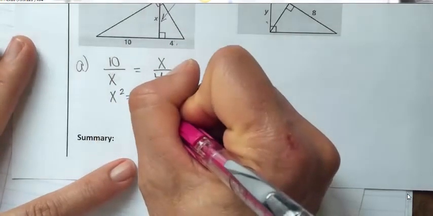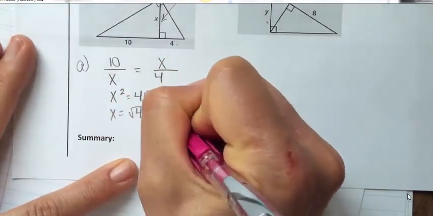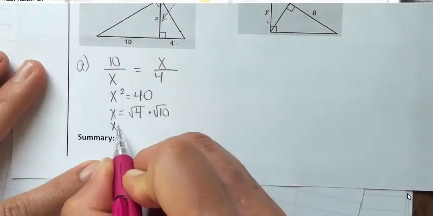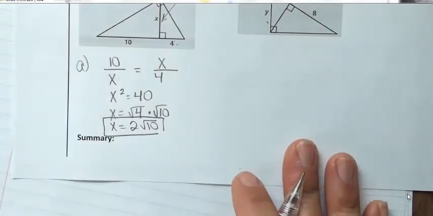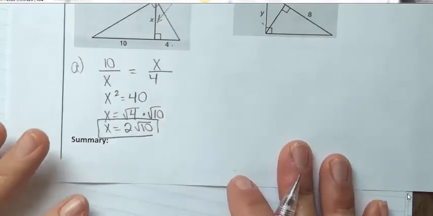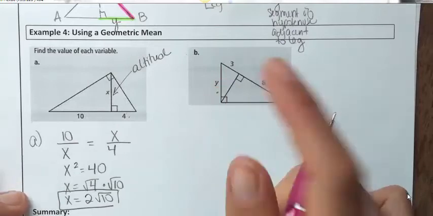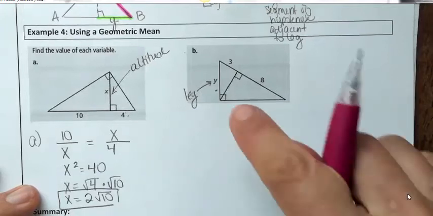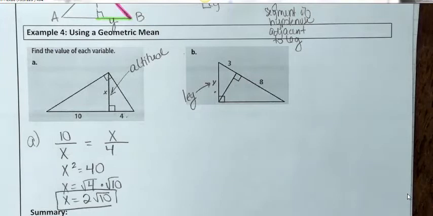Simplifying that, well, this is 4 and 10, right? So I really get x equals the square root of 4 times the square root of 10. There are no perfect squares in 10, so just simplify that. x equals 2 root 10. Okay, next one, I have to find y. Well, y is a leg, right? y is a leg. And there has been an altitude drawn, but nobody cares about the altitude. There's not a number on it. I'm not looking for it.